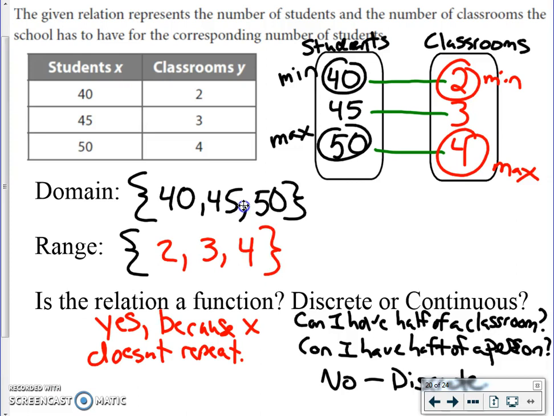And that would be my domain and range for this situation. Again, students in classrooms, I can't subdivide them. That's why we have a situation where it's discrete. Discrete leads to writing my domain and range as just a set of numbers. And again, this relation is a function because my x does not repeat.